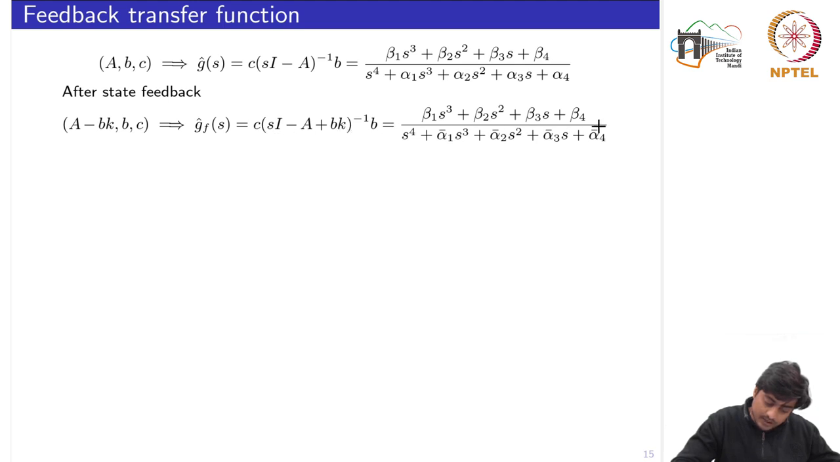Finally we would have this transfer function where the beta i's remain as they are, and the denominator polynomial is replaced by another polynomial represented in terms of alpha bar i's.